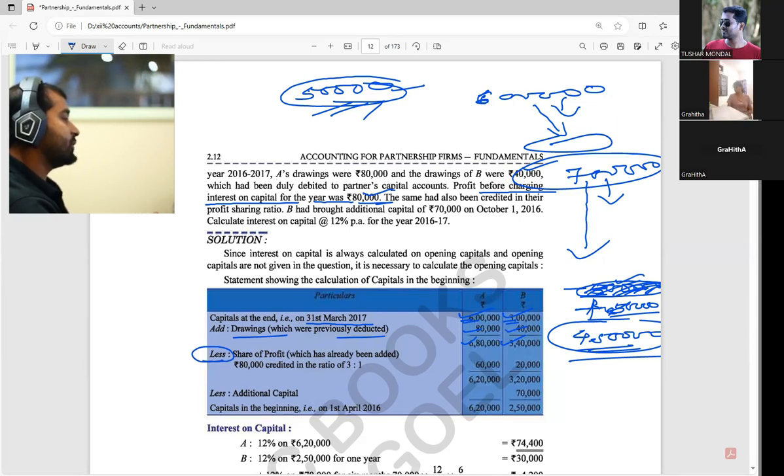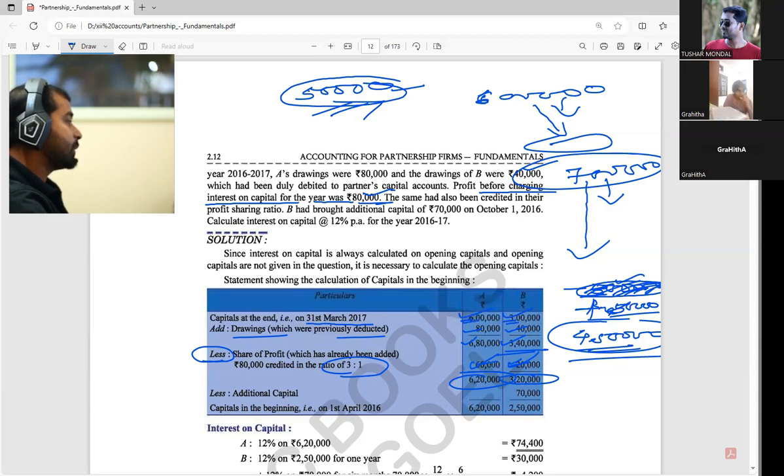Subtract in the ratio of what? If you find the ratio given for them, that is 3 is to 1. If the ratio is 3 is to 1, then 80,000 becomes 60,000 and 20,000. So now 6 lakh 80,000 minus 60,000, and 3 lakh 40,000 minus 20,000. Now we have 6 lakh 20,000 and 3 lakh 20,000. I hope this part is clear. Yes, sir. Now we are moving next.